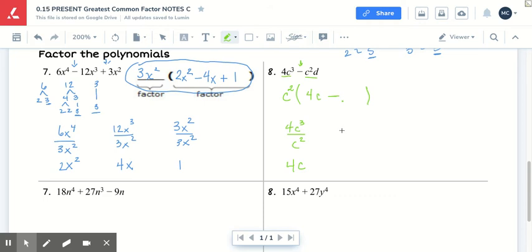So I'll write that down. Do the same with the second term from the original problem. So c squared d. We're going to divide it by the greatest common factor, which was c squared. So the c squared over c squared cancels out, makes a 1, and that leaves just a 1 times d, which is just d. So the other factor on this one would be 4c minus d. So we've got c squared times 4c minus d.